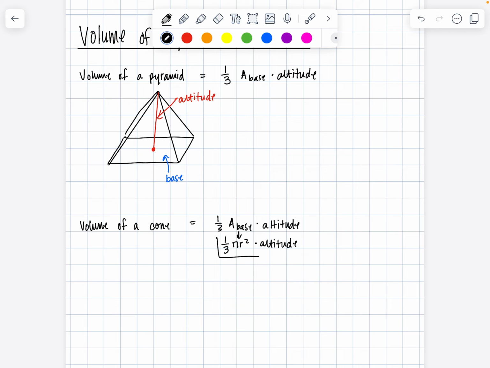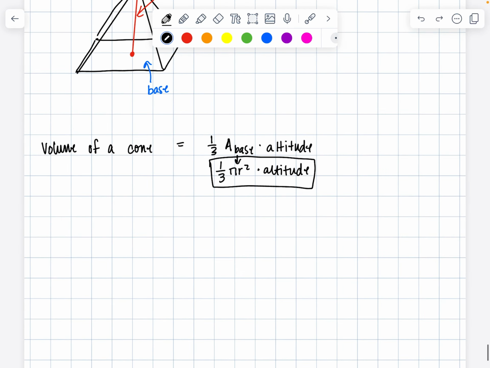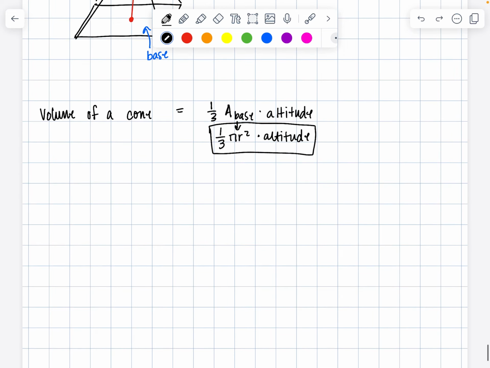So this is your more specified version. Obviously, these two equations are the exact same. If you want to remember that, that's awesome. That is a perfect way to think about it. But we know that the area of the base of a cone is a circle, so we can do pi r squared instead. So let's draw one out.